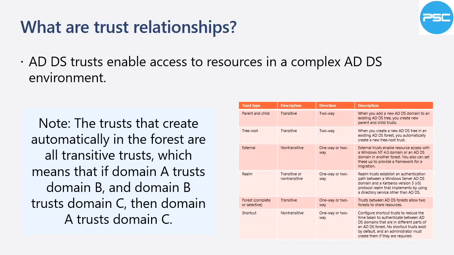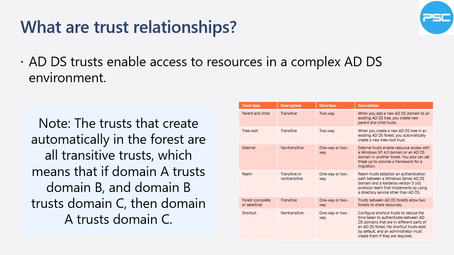The trusts that create automatically in the forest are all transitive trusts, which means that if domain A trusts domain B and domain B trusts domain C, then domain A trusts domain C. You can deploy other types of trusts in ADDS environments. These include parent and child, tree root, external, realm, complete forest, selective forest, and shortcut. These have the following properties: parent and child. This type of trust is transitive and two-way.